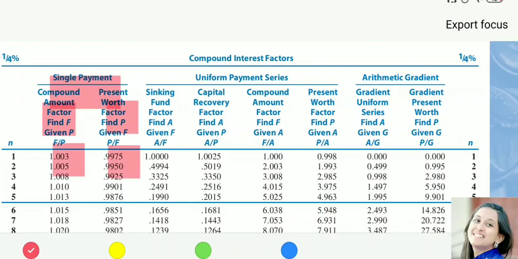In my next session I'll be explaining about the uniform payment series. This arithmetic gradient you don't have, so just leave it.